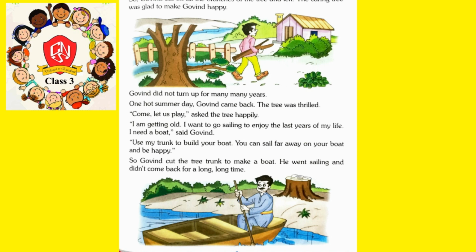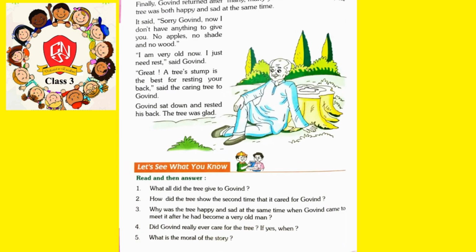So Govind cut the tree trunk to make a boat. And as usual, like a selfish person, Govind cut the tree trunk to make a boat. He went sailing and didn't come back for a long time. Finally, Govind returned after many years. Looking at him, the tree was both happy and sad at the same time.